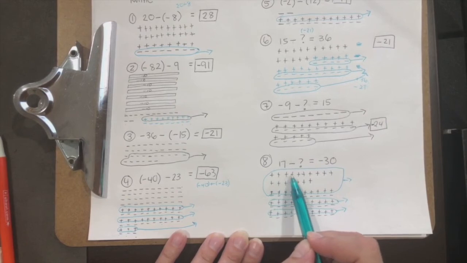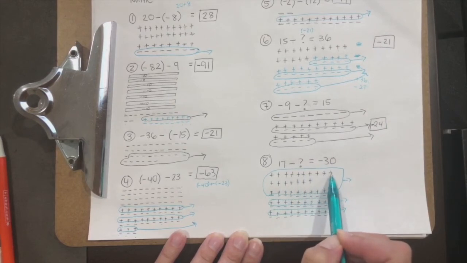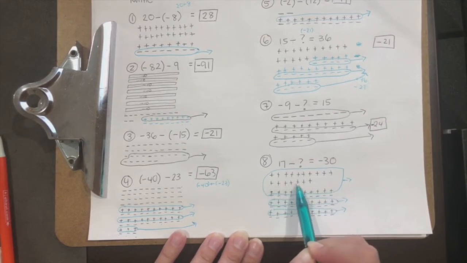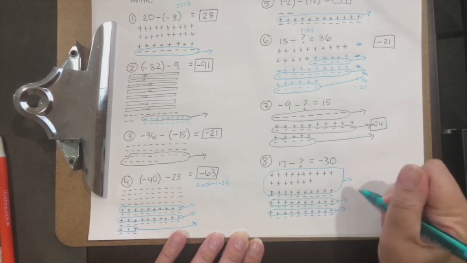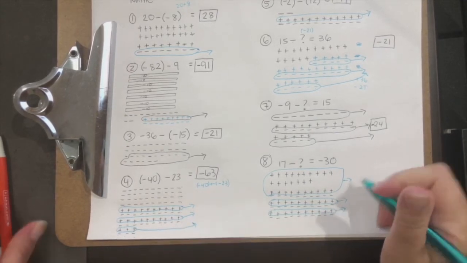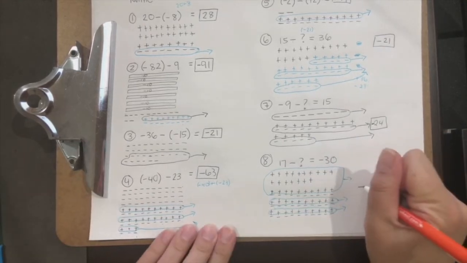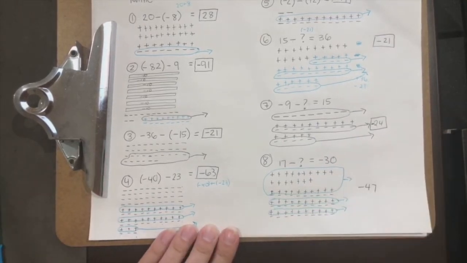So 1, 2, 3, 4, 5, 6, 7, 8, 9, 10, 11, 12, 13, 14, 15, 16, 17, 18, 19, 20, 21, 22, 23, 24, 25, 26, 27, 28, 29, 30, 31, 32, 33, 34, 35, 36, 37, 38, 39, 40, 41, 42, 43, 44, 45, 46, 47. I took away 47 minus 47.